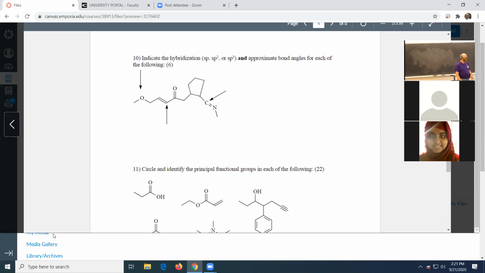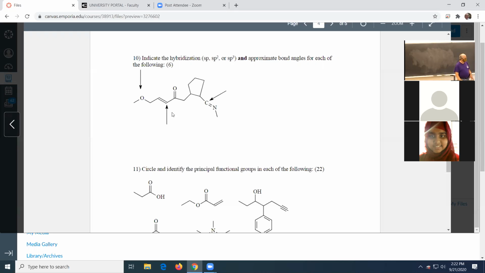Okay, here we have a line angle formula. Lone pairs and some of the hydrogens are omitted. Okay, for this ether group, there's 2 lone pairs. So the electron pair geometry is tetrahedral. So this is sp3. And it'd be about 109 degrees.